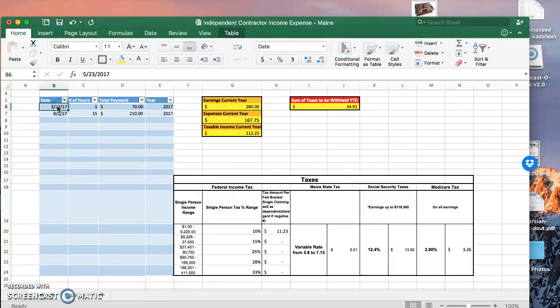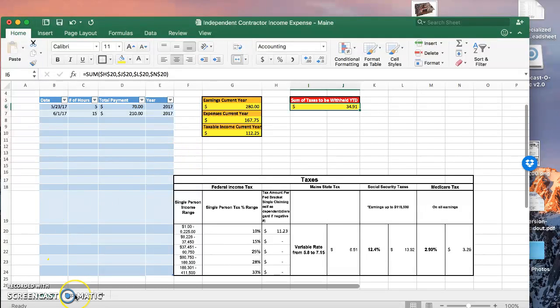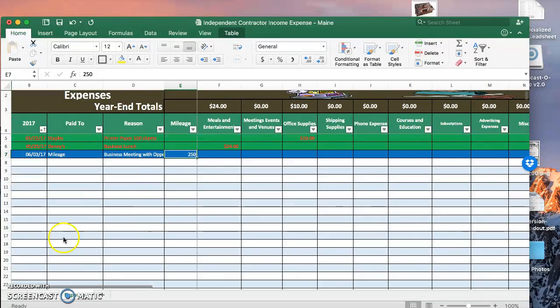So again, just summarizing, we enter the dates of invoices and the number of hours in these columns here, and the total payments will get auto calculated. Your taxes withheld will get auto calculated. Your current earnings of the year minus your current expenses in the year is going to equal your current taxable income. And the sum of taxes to be withheld is always going to be in this little cell here. It's very important for you to pay attention to this, all right? And that should pretty much wrap things up.